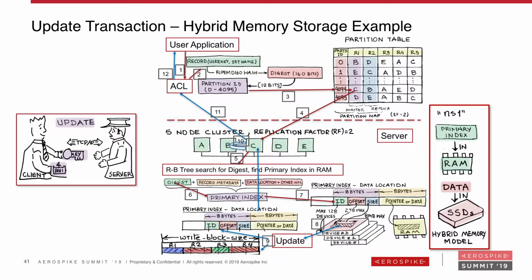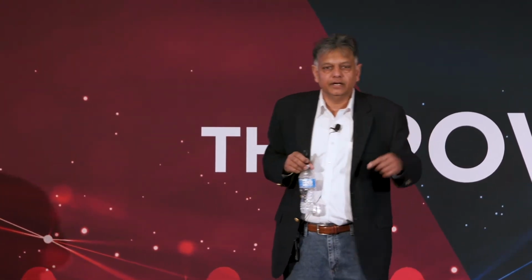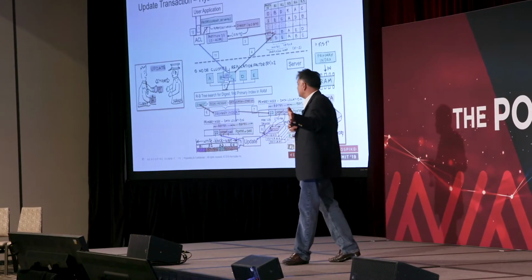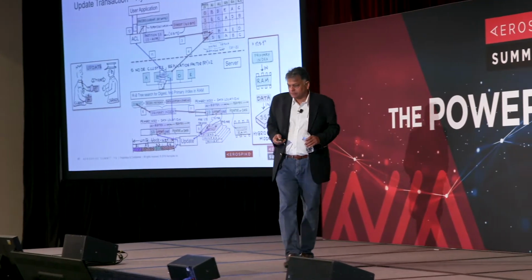And from there, it's going to send the write to the replica node. When it sends the write to the replica node, it sends the whole record. It is sent as a replace. So the replica node doesn't have to go through this exercise of locally reading and updating. So the writes to the replica always go as replaces. So that's an update transaction.